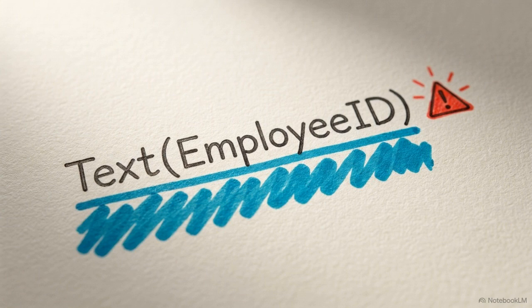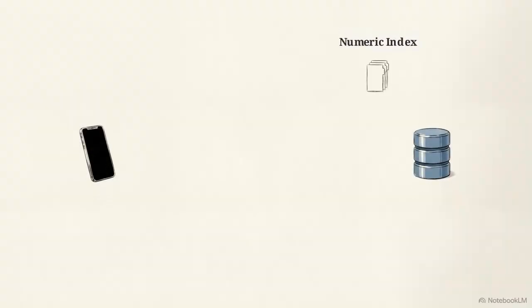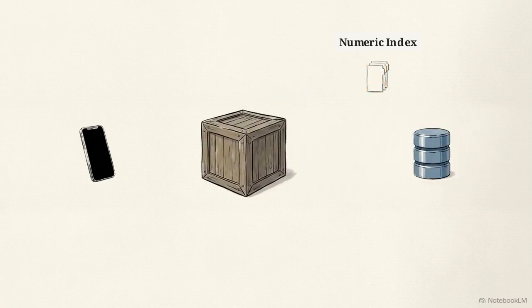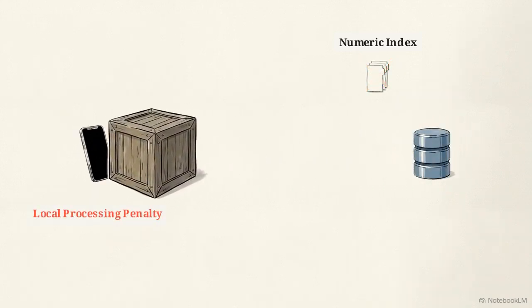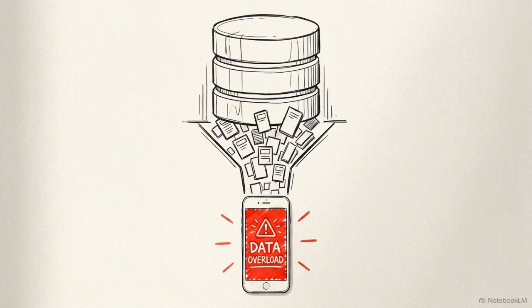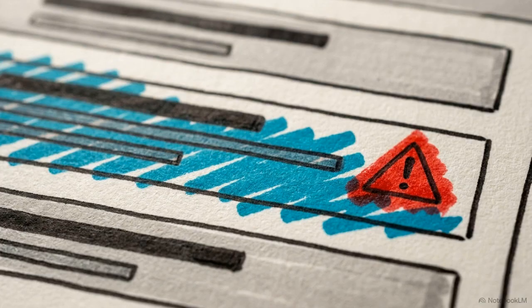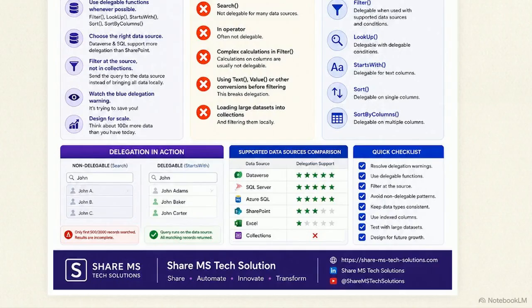Altering data types, like wrapping a numeric ID in a text function, can also break delegation. These transformations prevent the database from utilizing internal indexes. If the server cannot match the transform type, it rejects the instruction, reverting to local processing. Using clear-collect to load production tables into local memory has the same effect, bypassing delegation entirely. Every blue underline indicates a query that will fail once data exceeds the local row limit.